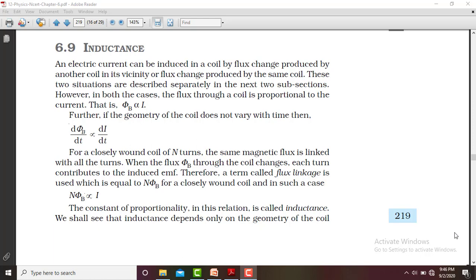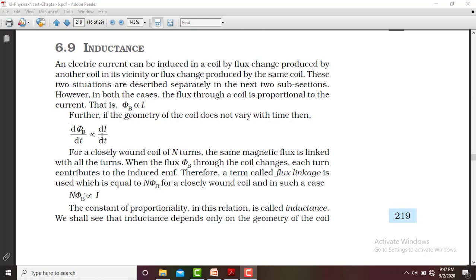Simple. Whenever you change the current, what will happen? The magnetic field produced by the current carrying coil will change. So whenever the magnetic field changes, if it links with another coil or itself, it is called change in flux. So obviously the flux is going to change. If you increase the current, the magnetic field increases and the flux also increases. If you decrease the current, the magnetic field decreases and the flux linked with another coil or with itself will also decrease. So simply we can say that the flux is directly proportional to I, that is current.